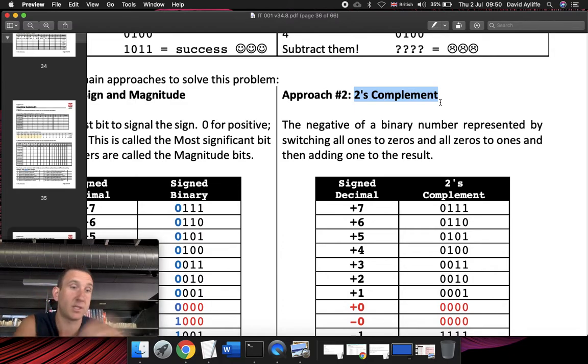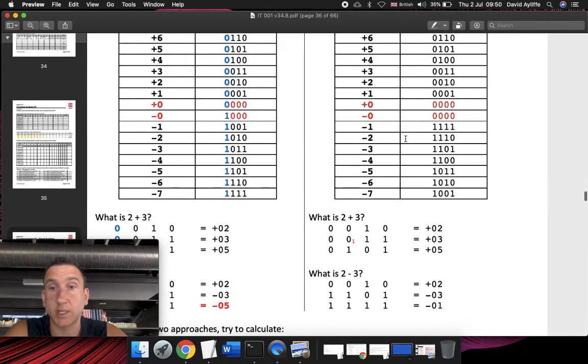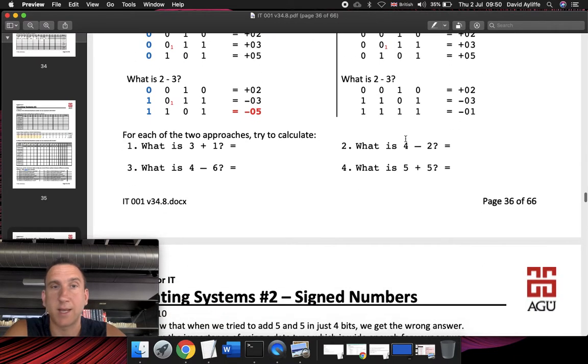It was a system thought up more than 60 years ago, probably about 60 years ago. But every computer, every device uses 2's complement today to represent negative numbers. So it's important that we understand it, and that we can use it.